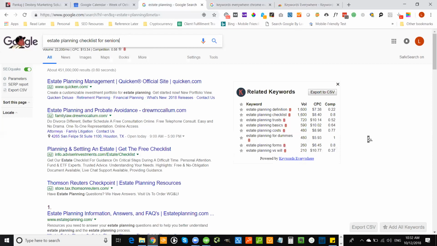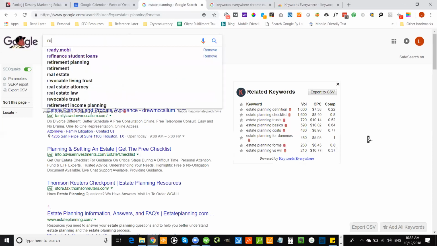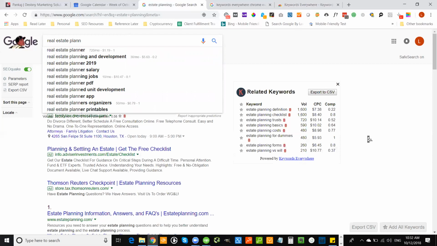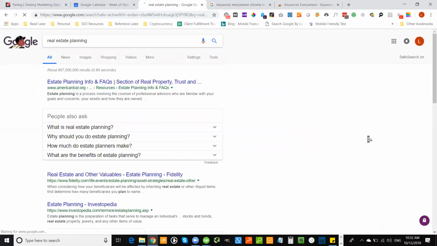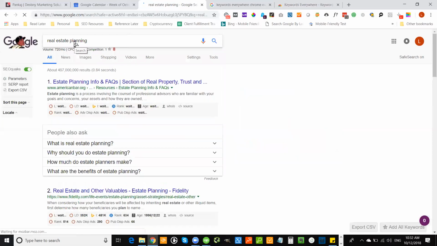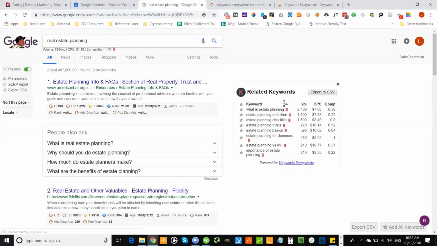Could you please try to play with real estate planning? Real estate planning. Yeah, we have this in the related keywords. The last one is the most expensive. Yeah, so real estate planning, sure. Is that what you're saying right here? Yes, we see it. Okay.